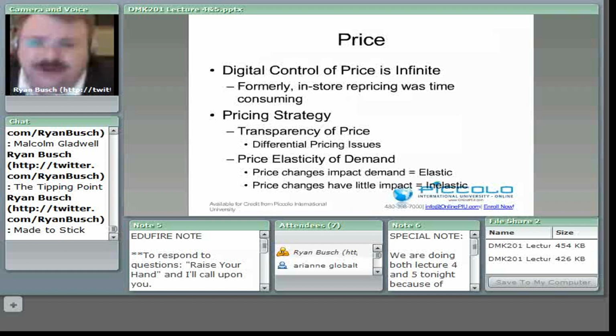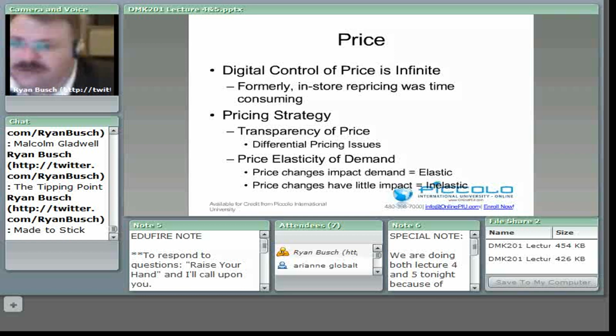We'll talk about price here as well. Price has also been affected very much by the internet. First off, let's say that price controls, the digital control of price is infinite, meaning that we are not stuck on dealing with the manufacturer's suggested retail price. So if I'm producing a product and I suggest a particular price for it, the controls over those prices can be quickly modified, meaning that I might release a new product and I could change the price on that product every single hour of the day online.